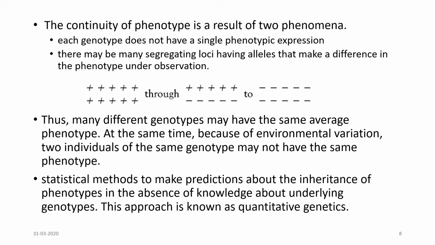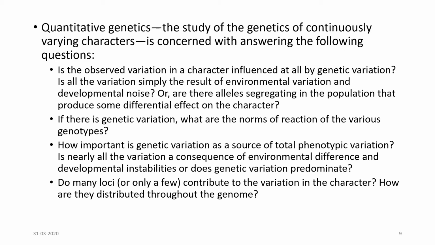So statistical methods are used for the prediction of this inheritance of phenotypes in the absence of knowledge of underlying genotypes, which is the basis of quantitative genetics, like observing the mean and variance in a population, or observing how a character in the parents and the offspring are correlated, or regression analysis. All this is done in quantitative genetics. So quantitative genetics is the study of genetics of continuously varying characters.